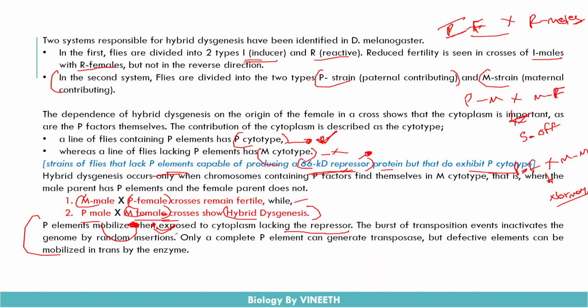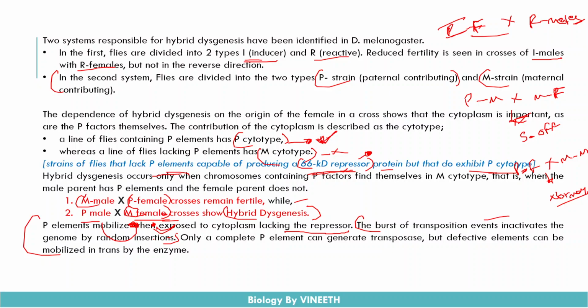Whenever the P elements get mobilized into the cytoplasm, they get activated. The burst of transposition events inactivates the genome by random insertions. So whenever it gets mobilized into this cytoplasm, which is lacking the repressor molecules, this will produce the actual transposase enzyme.